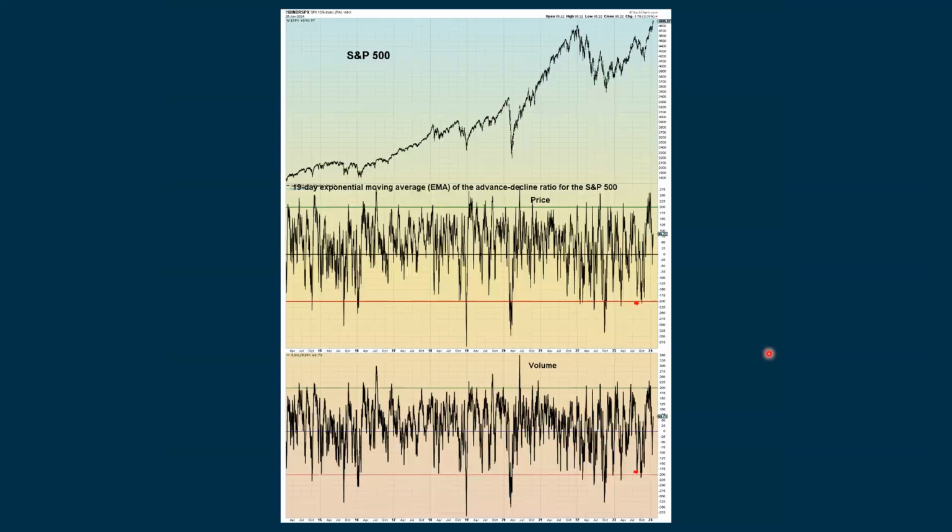And then this is a 19-day exponential moving average of the advance-decline ratio. I show this off and on, especially when we're crossing above or below the zero line and when we get extreme positive or negative. The fact that we're crossing back above zero based on price and volume is showing that this chart is more positive.